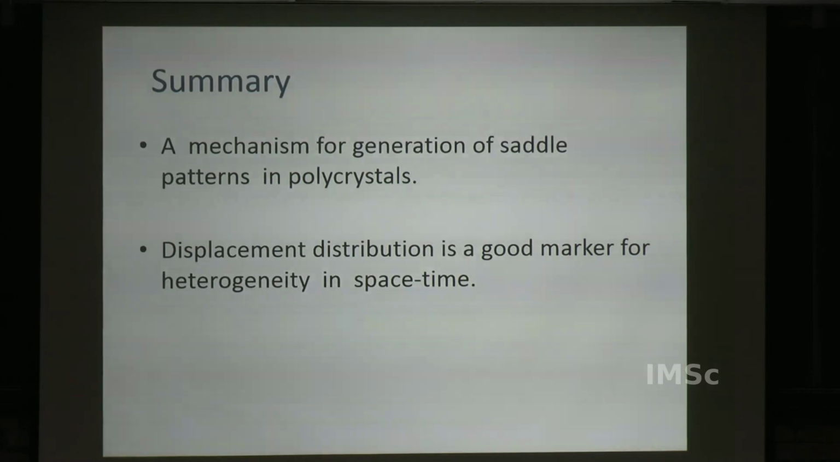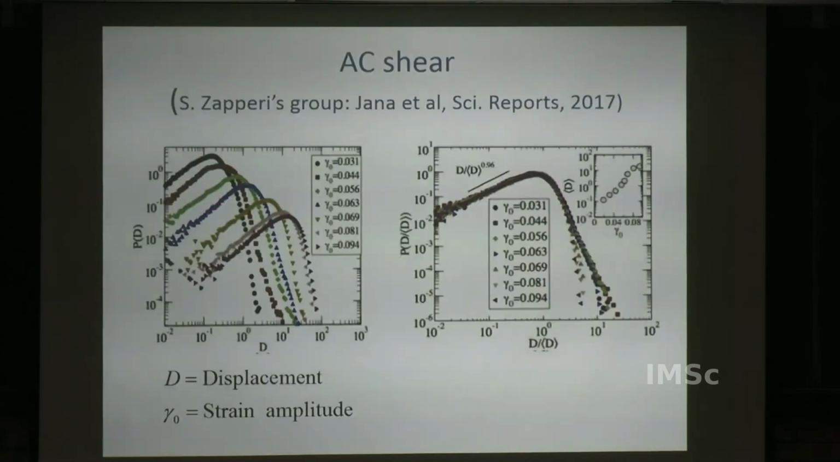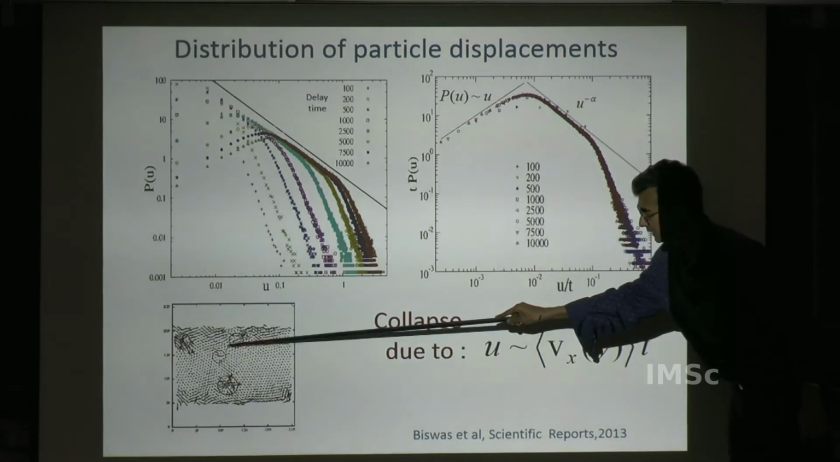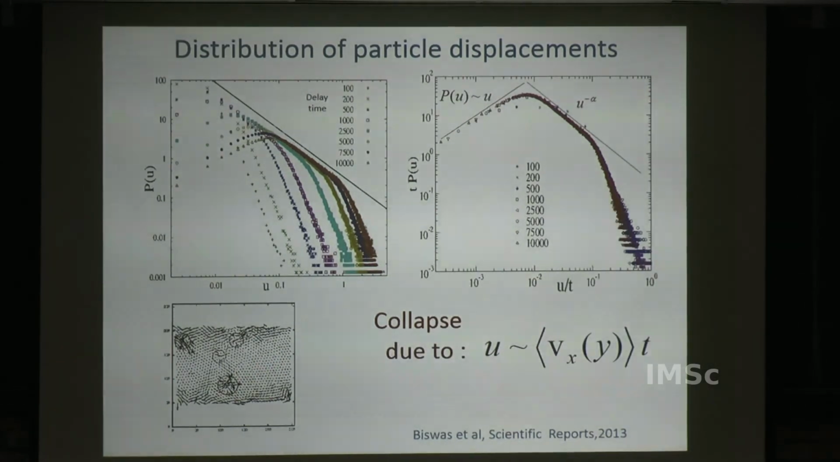So I'll just summarize this part. We have understood a process of how saddles are generated in polycrystals, and the displacement distribution, that is P of u, is a good marker for heterogeneity in space time, in the sense that what we showed was that these different regimes are responsible for different kinds of grain motion. So this is rotation, and this is what is happening in the in-between region and so on.